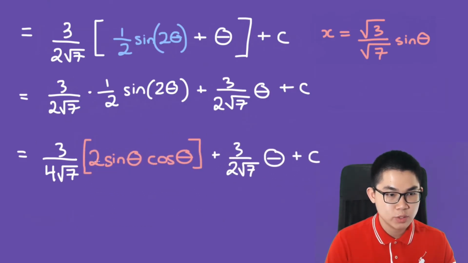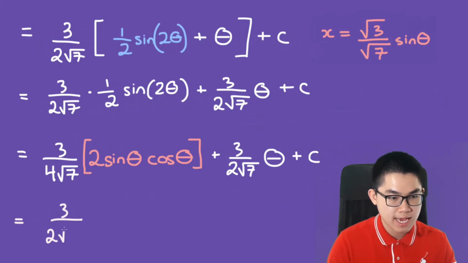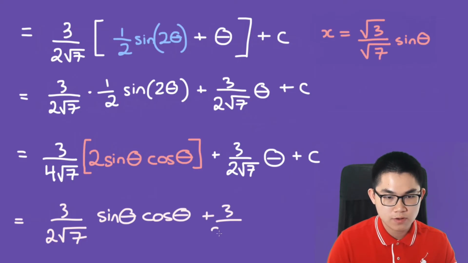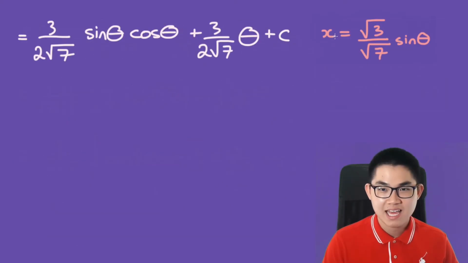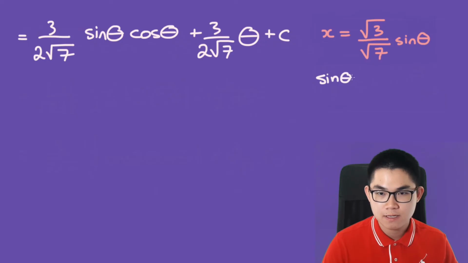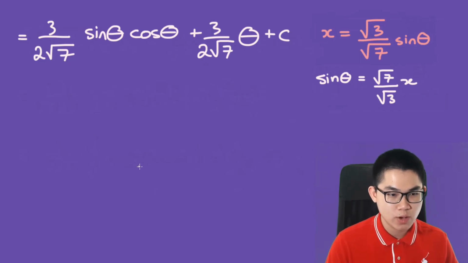And we have the 2 and the 4, so they have to cancel out. 3 over 2 times the square root of 7 times sine of theta and cosine of theta plus 3 over 2 times the square root of 7 times theta plus c. x equals the square root of 3 over the square root of 7 times sine. So sine is going to be the square root of 7 over the square root of 3 times x. Now we can use that to our advantage.